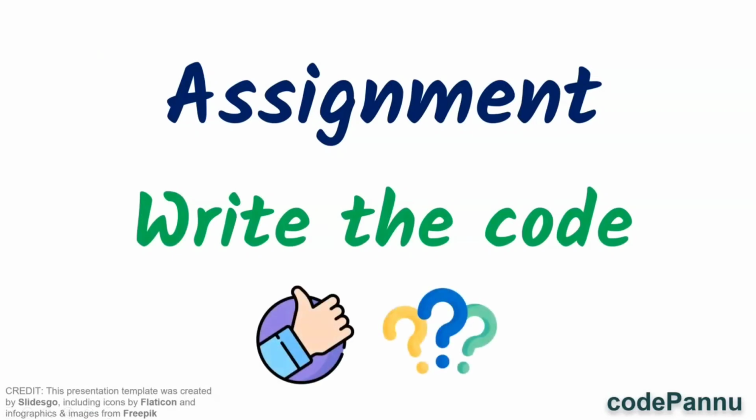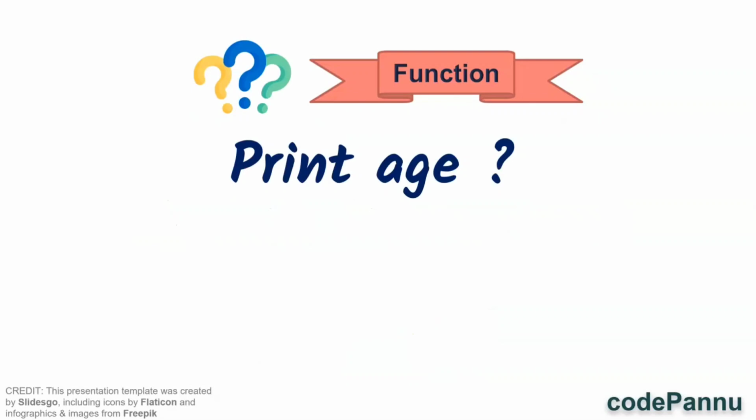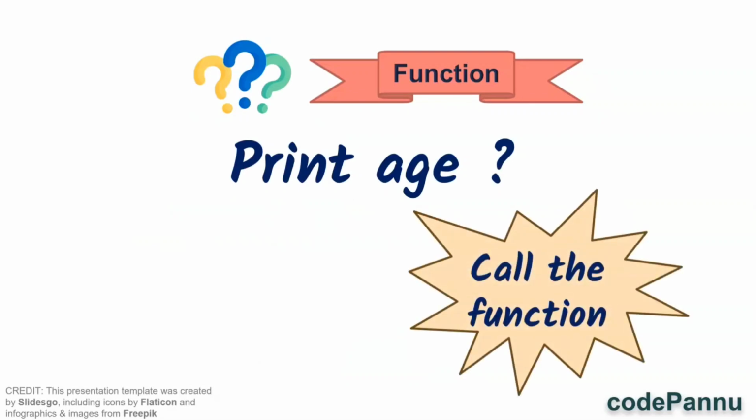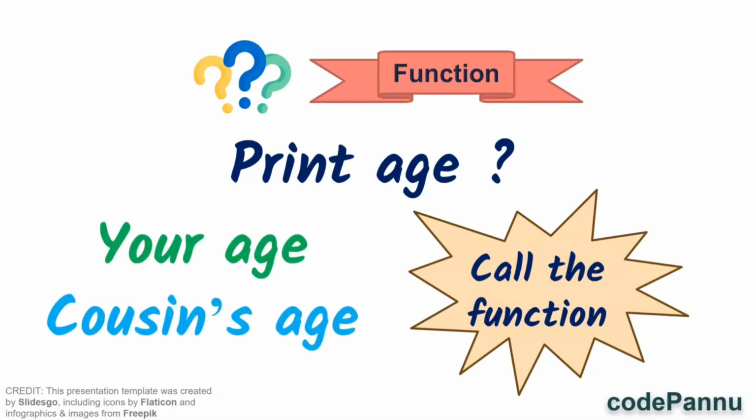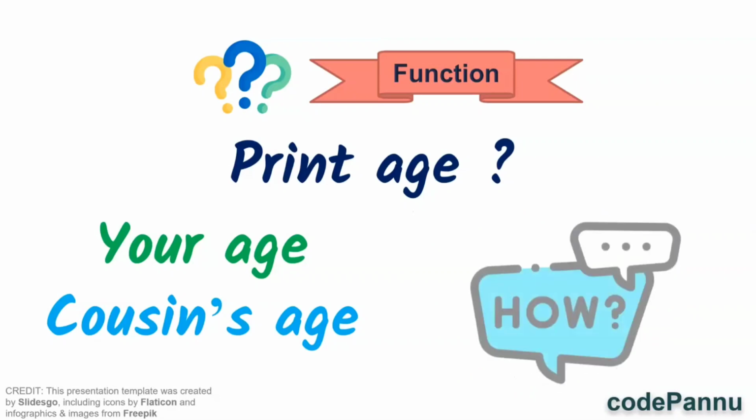Okay, let's do it. Can you write a function to print age? And can you call the function to print your age first and to print your cousin's age next? How do we do it?